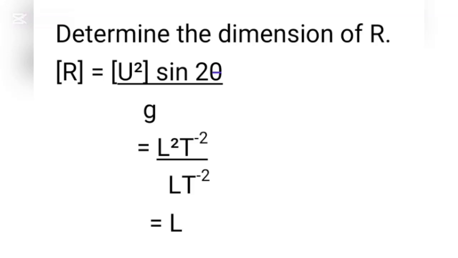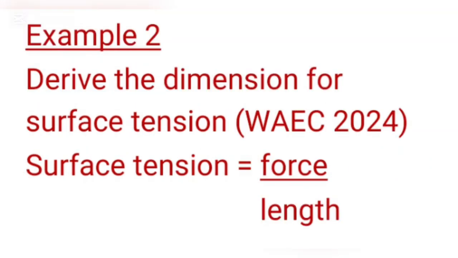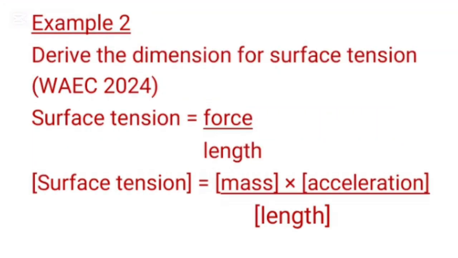Now let's take example 2. Derive the dimension of surface tension. 2024 WAEC question. So for the dimension of surface tension, we write surface tension is equal to force over length. Surface tension is written in square brackets. Then force is mass times acceleration. Mass is written in square bracket, acceleration in square bracket, divided by length in square bracket.